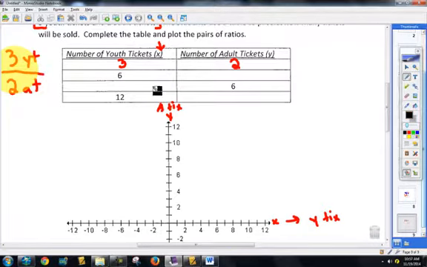So we look here and say, okay, what did I do to my number of youth tickets? Well, I multiplied by 2, right? So what does that mean I need to do to my number of adult tickets? The same thing. So we know that 6 to 4 is the exact same ratio.